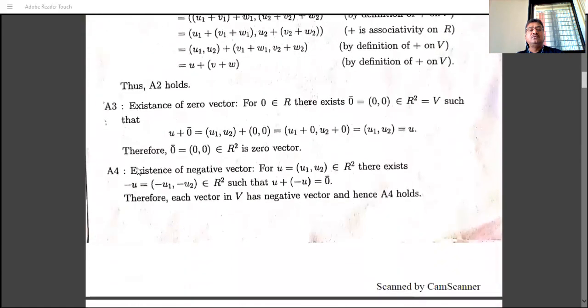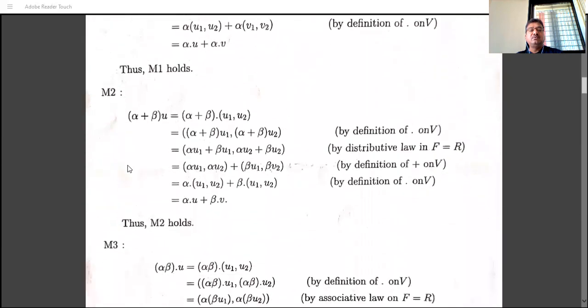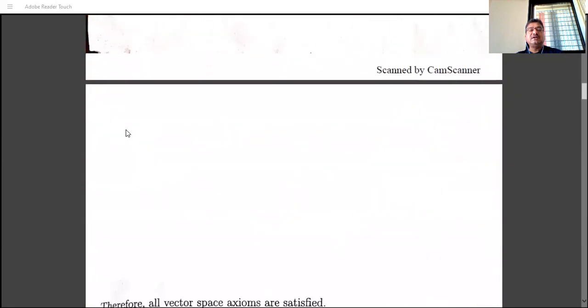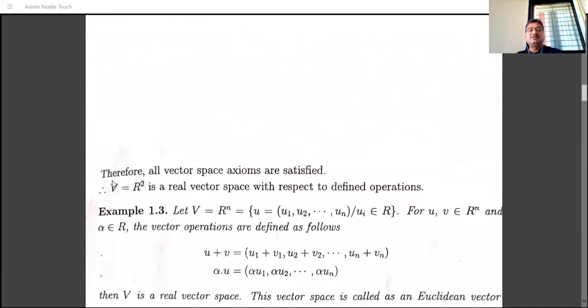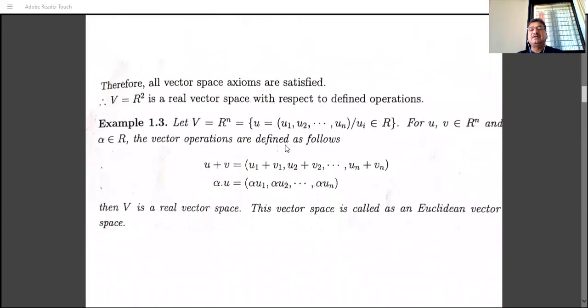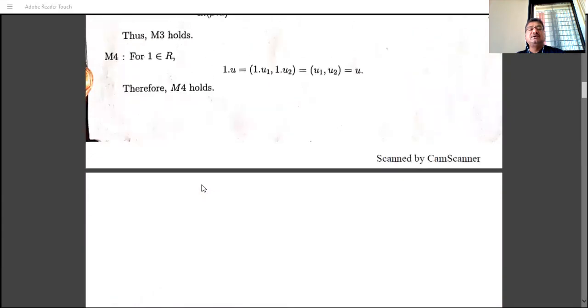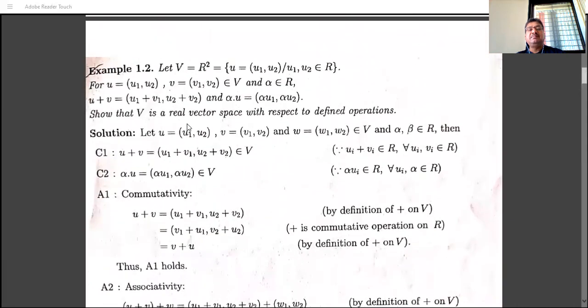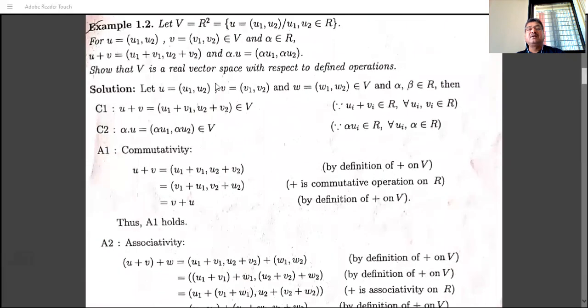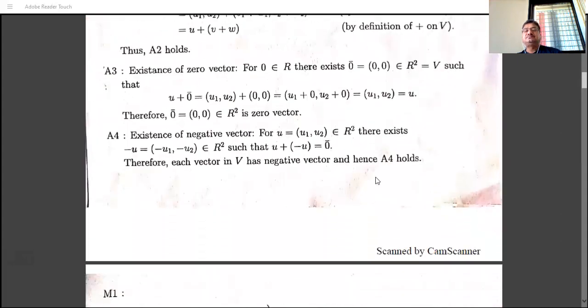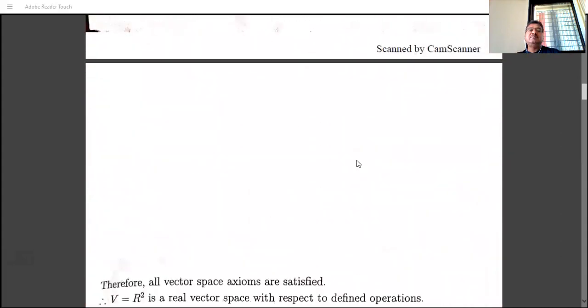Similarly, A1, A2, A3, A4, M1, M2, M3, and M4, all these 10 properties are satisfied for the set R2, and therefore R2 is a vector space. It is called a real vector space, real vector space with respect to the given two operations. So both the problems are the same, just the difference is in the notation. So take R2 as a set of ordered pairs xy or a set of ordered pairs u1, u2. So this is the same problem.